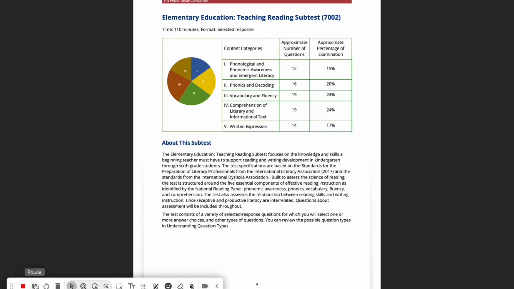Now we get into the breakdowns of the individual subtests. Here we have Teaching Reading 7002. Each subtest, you're going to see the same thing that you see here. You're going to see the different content categories. These are the content categories that they're going to assess you on. I want you to remember that because this is going to be very important later.